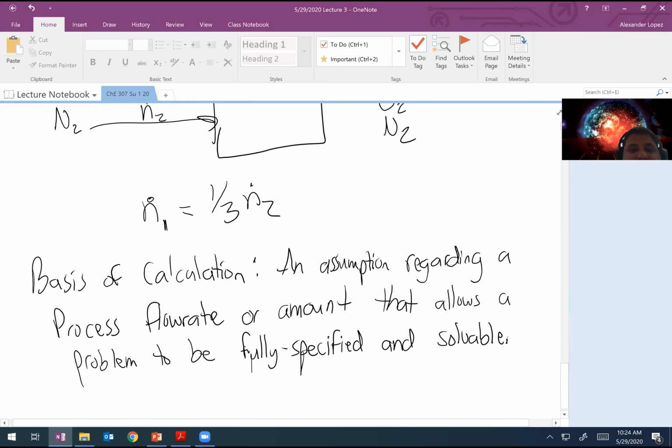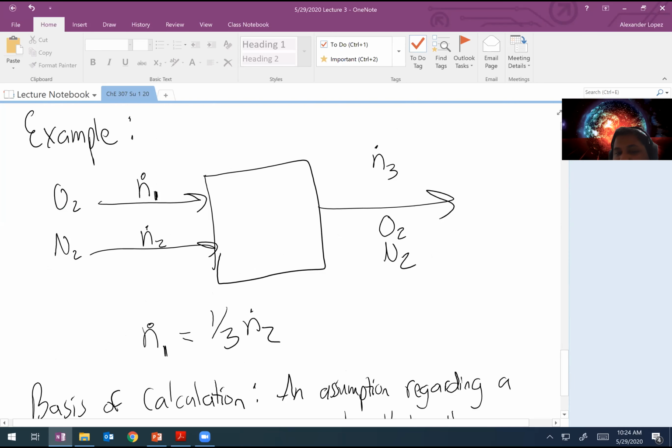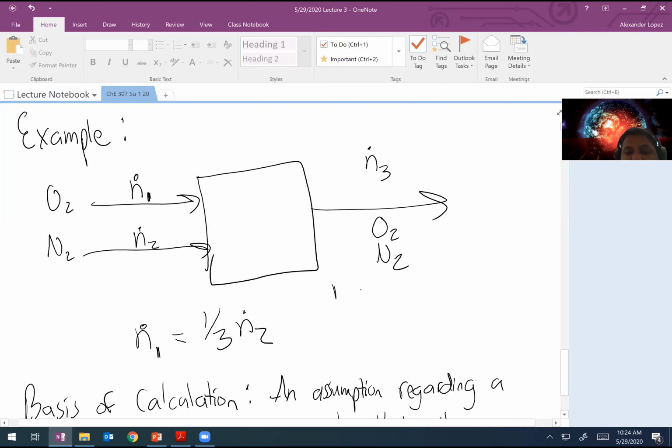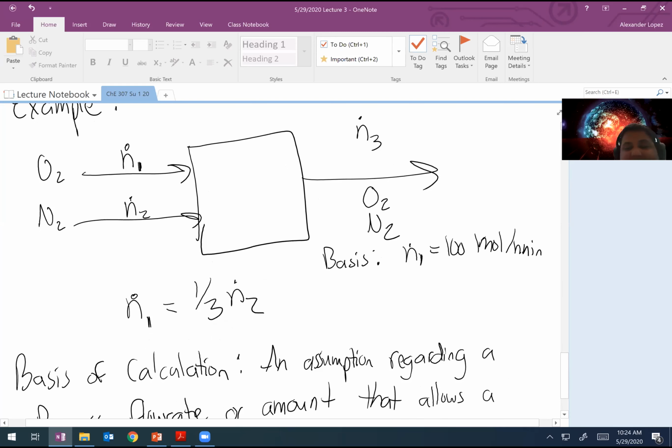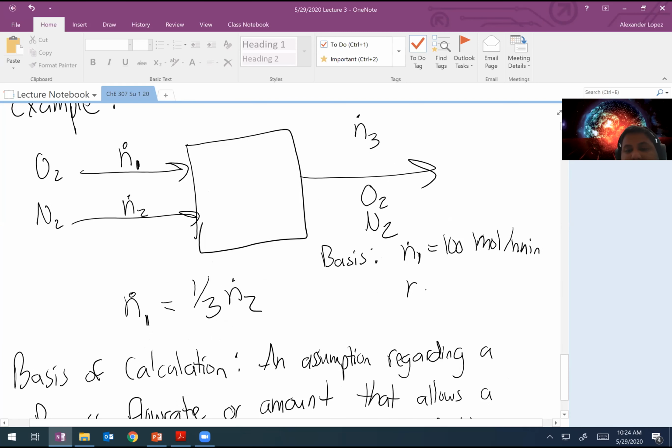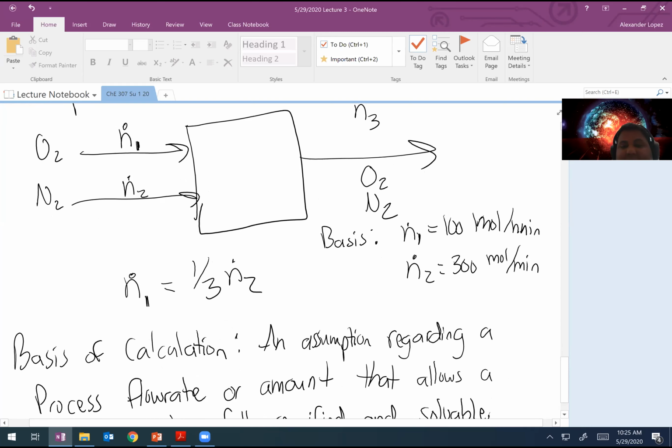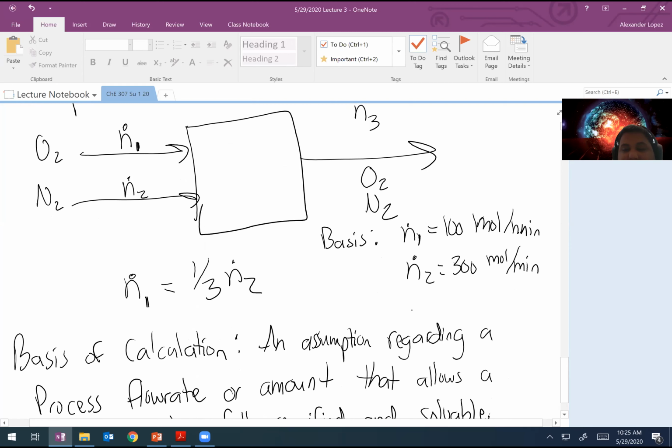Which means if I go back to this process, and now I say I'm going to take a basis, and I'm going to say my basis is N1 is 100 moles per minute. Which means, based on the relationship that I have, N2 is going to be 300 moles per minute. Which means, based on that basis, I can now solve for N3 and say N3 is 400 moles per minute.